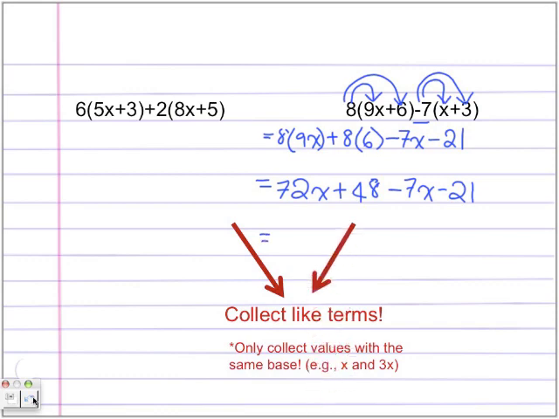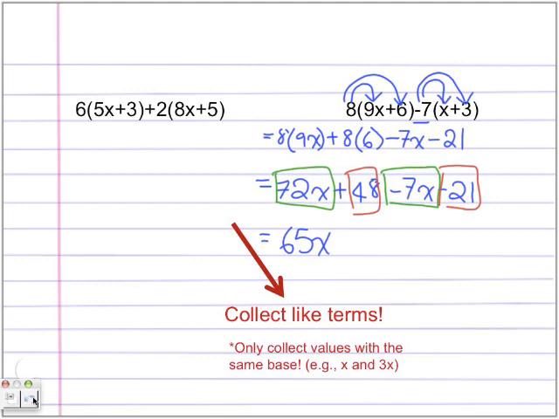And here we collect like terms again. So we have like terms right here and here. So that's going to be 65x. And we have more like terms right here and here. And that's going to be 27. And that's the answer.